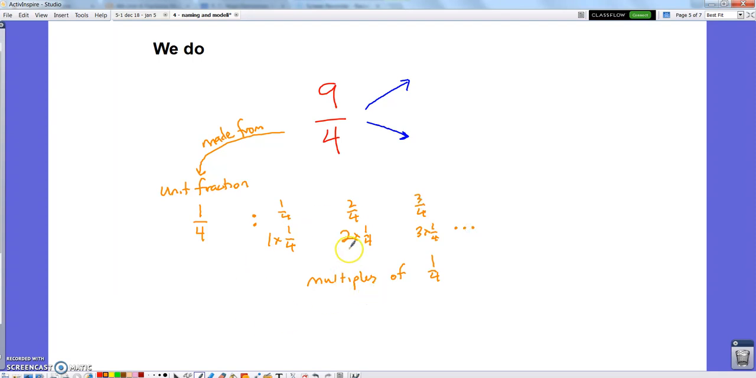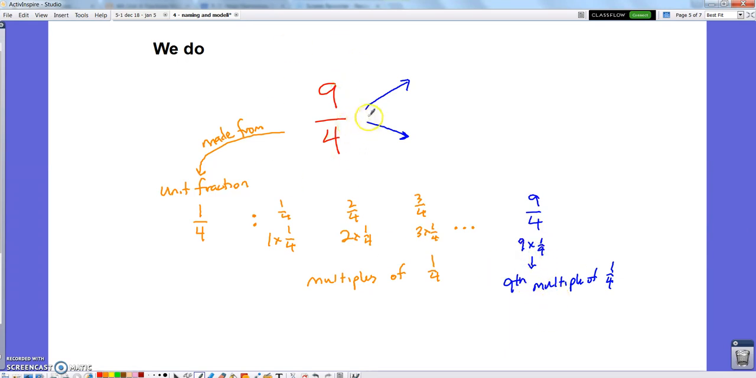So now I could look at any of these and say, 2/4 is the second multiple of 1/4. 3/4 is the third multiple of 1/4. And so then when I get to my 9/4 out here, which is what I'm dealing with, I can look at 9/4 and I can know 2 things about it. First thing is that it comes from 9 times 1/4. That's how I would make 9/4. And that it is the 9th multiple of 1/4.